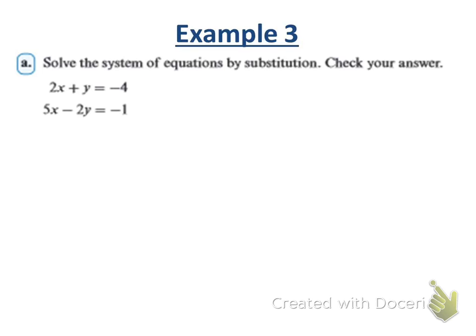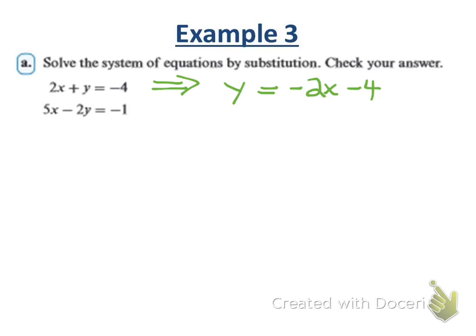Solve the system by substitution. What are we going to have to do first? Solve one of these equations. Now, which equation looks easiest to solve and for which variable? Because that's what we always want to do. Solve the top equation for y. And we can do that just by subtracting 2x from both sides, right? So y equals negative 2x minus 4.